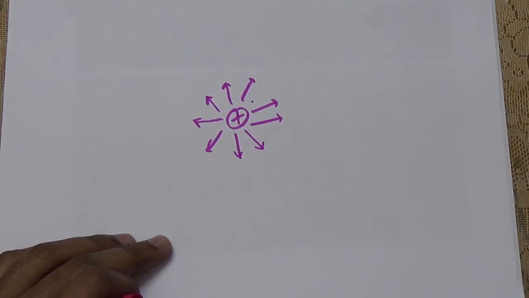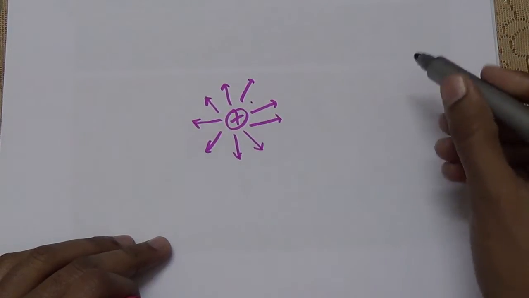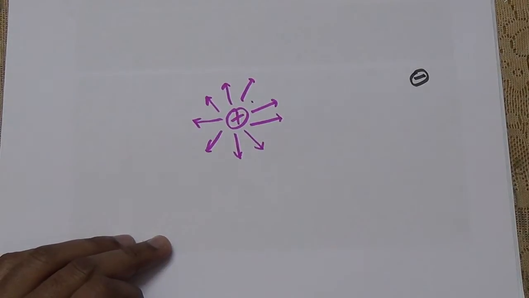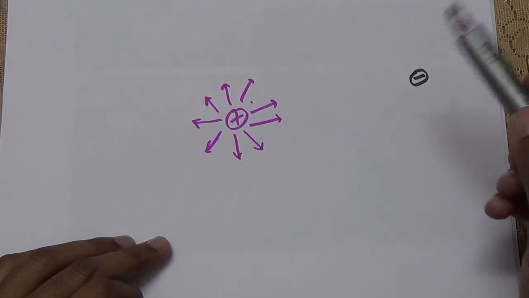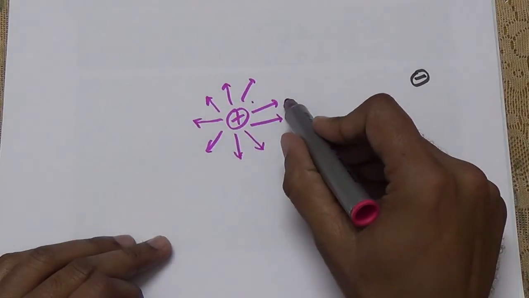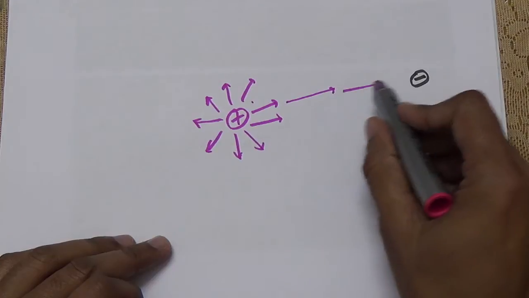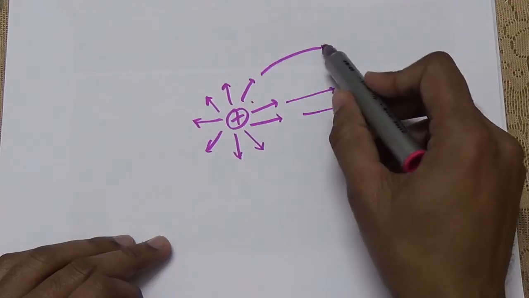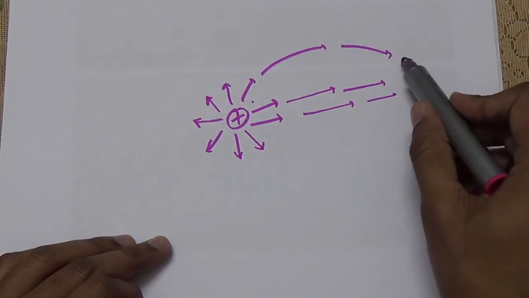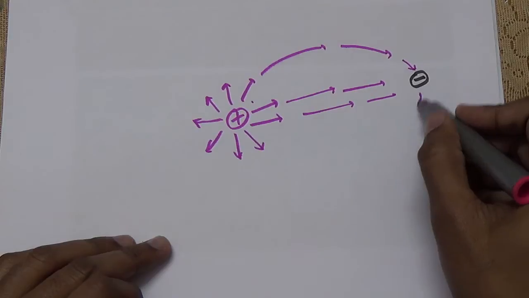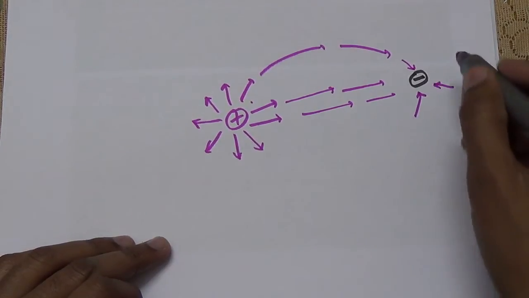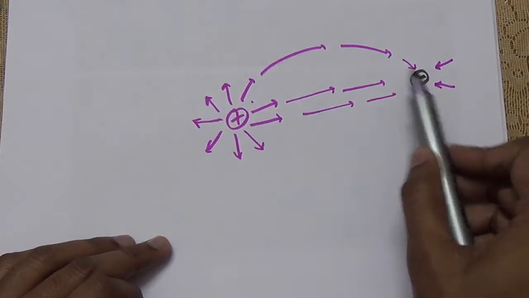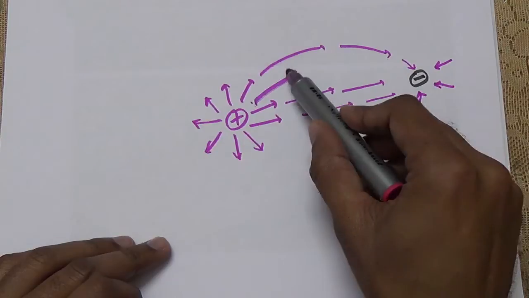Suppose a negative charge is kept here at some distance from this positive charge. What will happen? These electric field lines basically travel into the space. Near the charge these are almost in a straight line form, but these electric field lines are in a curved shape. The electric field lines away from the positive charge or negative charge are in a curved shape.